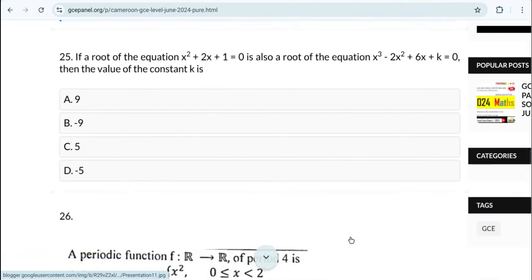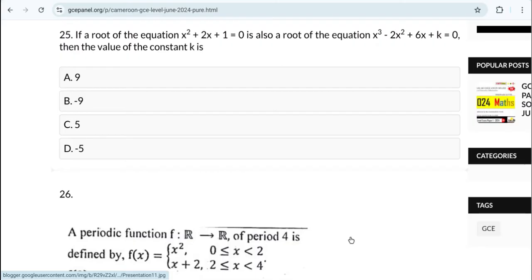Question 25. If a root of the equation x squared plus 2x plus 1 equals 0 is also a root of the equation x cubed minus 2x squared plus 6x plus k equals 0, then the value of the constant k is... A lot of students had a problem with this question, struggling to equate the two equations, and they end up stressing themselves. The shortest way to answer this question is to find the root that is common. Consider this is a perfect square, right?